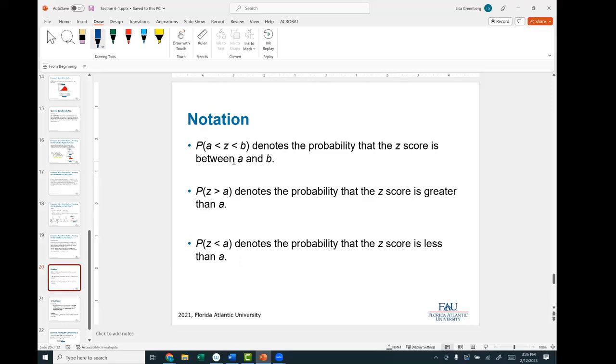Different notations. So basically, this is saying we want the probability that our Z number is between A and B. Okay, so we would write it like this: A is less than Z and Z is less than B. This, of course, is Z is greater than A, and this is Z is less than A. So it's just different notation for whatever we're looking for, and I'll do some example problems, not to worry.